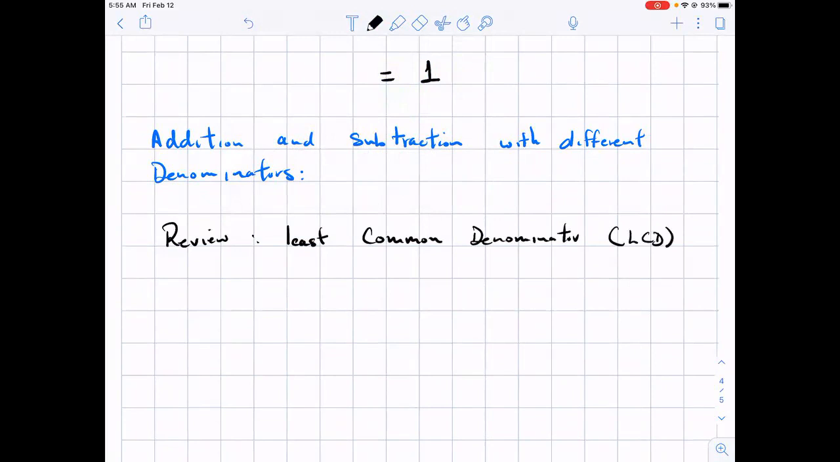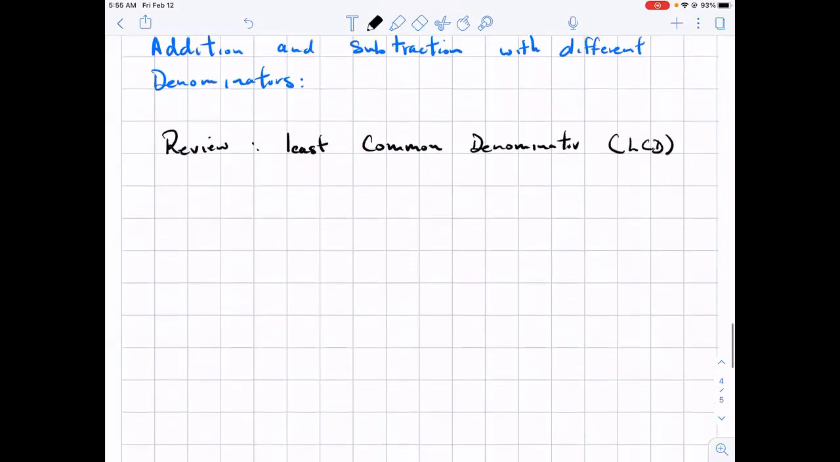Now the least common denominator for a set of denominators is the smallest expression that is divisible by each of the denominators. Yeah, the smallest expression. So in addition and subtraction of rational expressions, it would be nice if you find the least common denominator. But if you don't, then it's okay. You can just find a common denominator. It just means at the end of the problem, you will have to simplify.